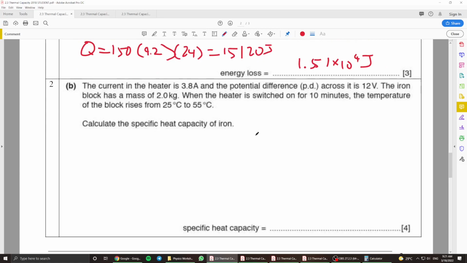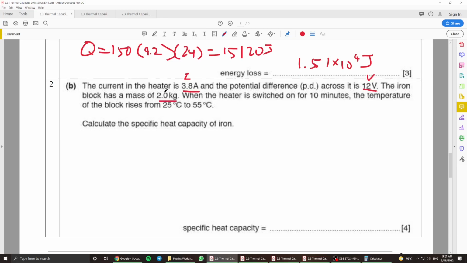And some of you guys may not be able to do this question because there's current and voltage. It's supposed to be a year 11 question, but no worries. Let's look at what they want. The current in the heater is 3.8 amperes and the potential difference is this amount. This is the current, this is the voltage.